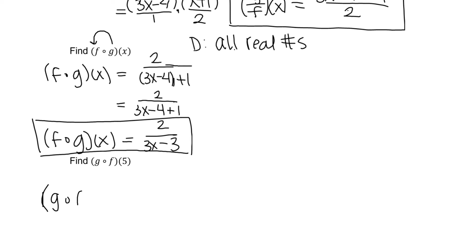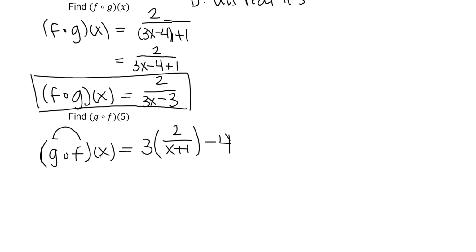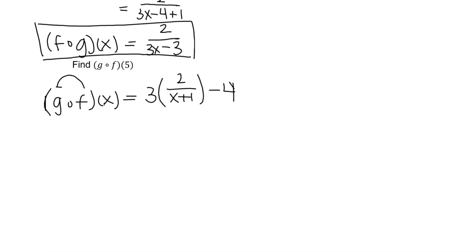So g of f of x, as I said, is not the same thing as f of g. So second function plugged into the first. I'm going to start with writing g, so 3, then it's x. I'm going to replace that x with my function f, so 2 over x plus 1, and then minus 4. I'm going to distribute the 3. Technically this 3 is over 1, so when I multiply it, I multiply 3 times 2, which is 6. My denominator stays x plus 1, and then minus 4. And because my goal is to evaluate this composition with 5, I'm not going to simplify it any further.